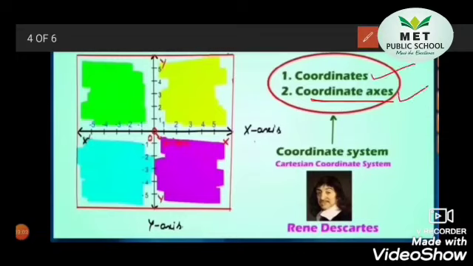So these two concepts together is known as coordinate system. So coordinate and coordinate axis are together known as coordinate system. Coordinate system was explained by the mathematician named René Descartes. So this concept of coordinate system is also known as Cartesian coordinate system.